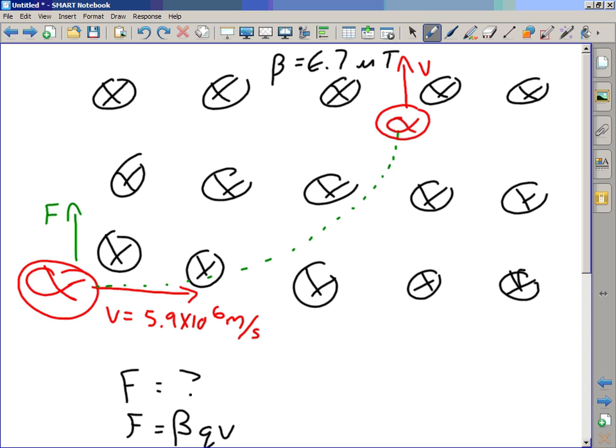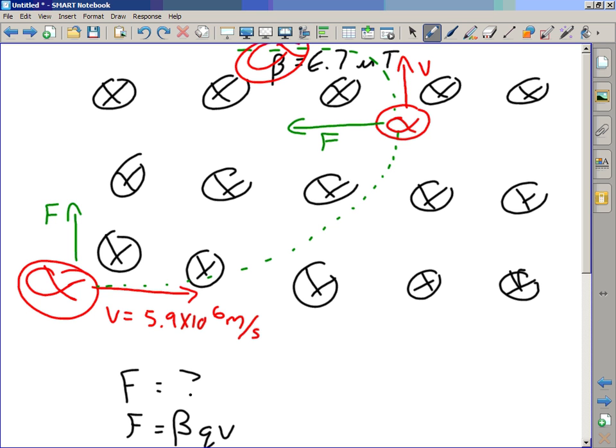To the left. Alright, so now I got a force going like this. That's nice. So I have a force going up, I have a force going to the left. This force is going to cause the particle to do what? Surge forward, right? Yes. So we're up in the top right now.